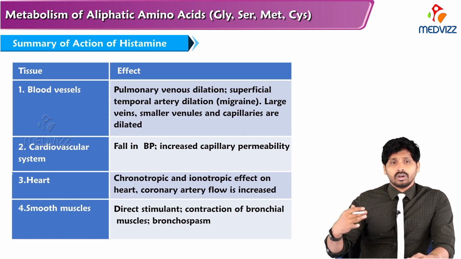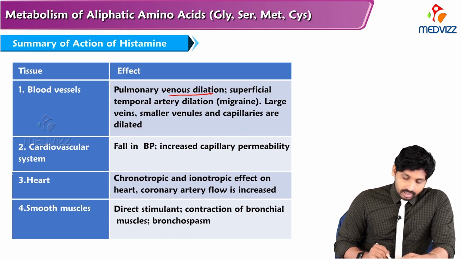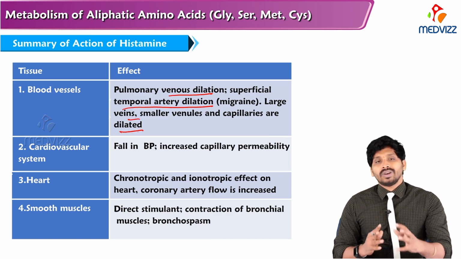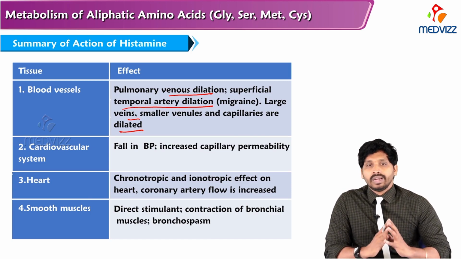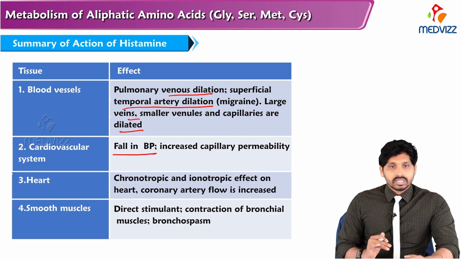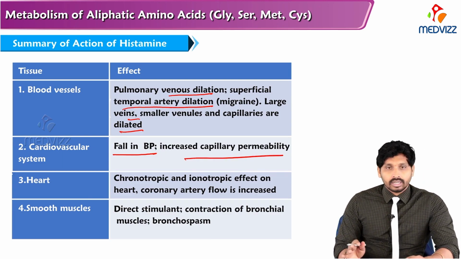So first we'll see organ by organ. On blood vessels, it causes venous dilation and superficial temporal artery dilation, migraine. Large veins, smaller venules and capillaries are dilated. So vasodilation. Histamine's main effect on blood vessels is vasodilation. And in the cardiovascular system, it reduces the BP and increases capillary permeability, so as to clear the allergens.